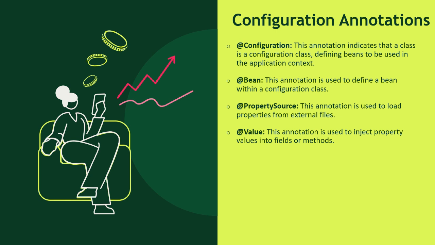So the very basic thing is @Configuration. This annotation indicates that the class is a configuration class, so it indicates that this particular class has all the configuration related information. So we can define annotations like @Bean inside a configuration class, as I said, which we can use in the application context to get that particular bean.